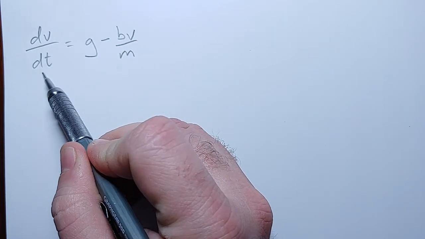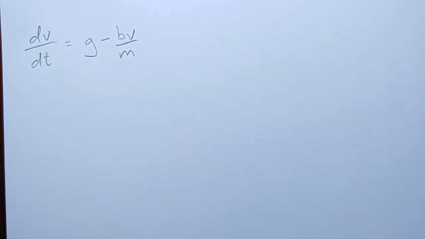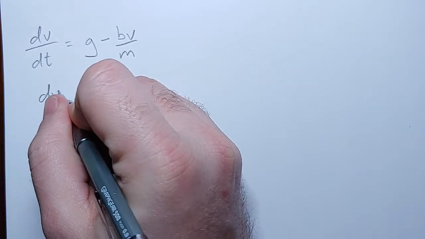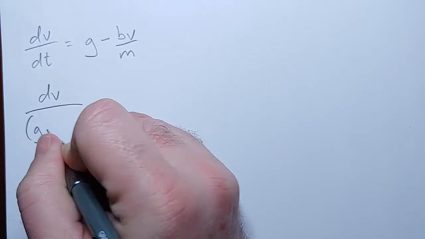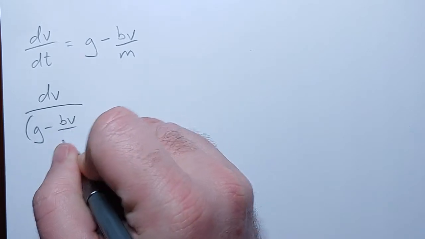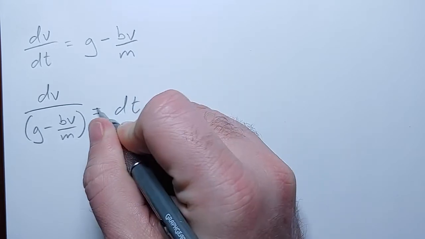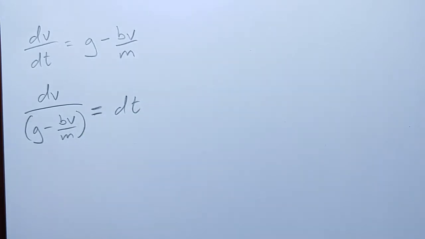And then we're going to multiply dt over to the right side. So we'll get dv over g minus bv over m equals dt. So we have successfully separated our variables. We've gotten v onto one side of the equation and dt onto the other side.